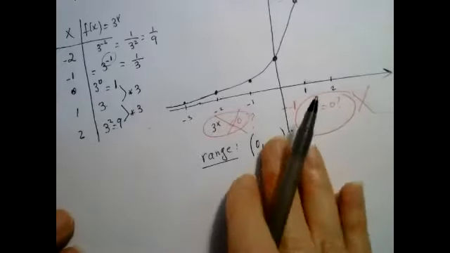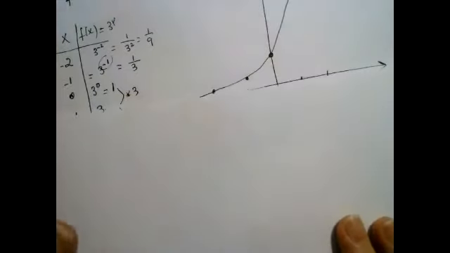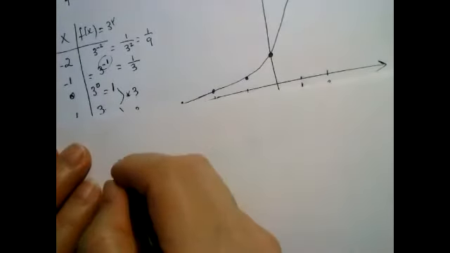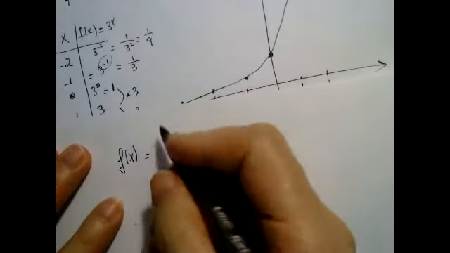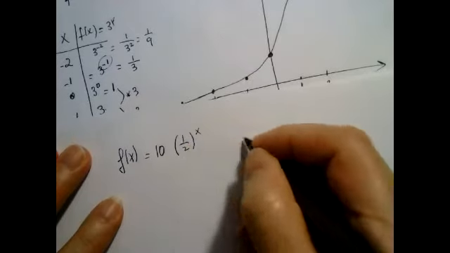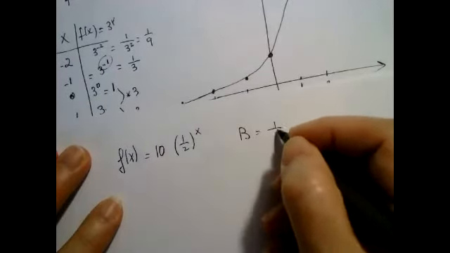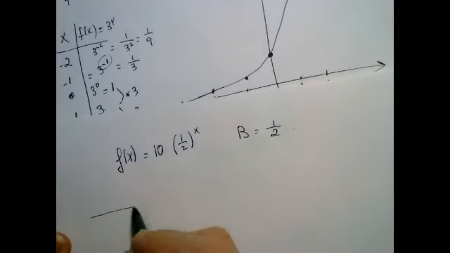Now, suppose I take an exponential, but I'm going to take the b less than 1. So we agree that the b has to be positive. Now, suppose I take another exponential, and I let my b be less than 1. So I'm going to take 10 times a half to the power x. My b is a half in this case. How will this affect the graph of the function?